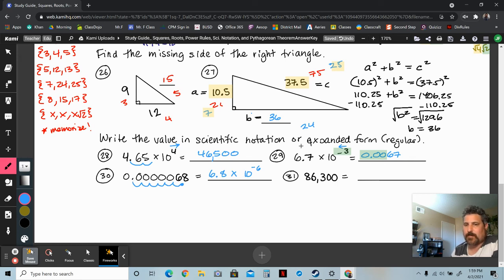Perfect. And then on this one here, you want the lead value to be in the ones place. So you can move it 1, 2, 3, 4 places. So this is going to be 8.63 times 10 to the 4th. And why is it not negative 4? Because this is a large number, right? So you're really multiplying by 10 to the 4th. It's going to make it bigger and expand back out to its full size.